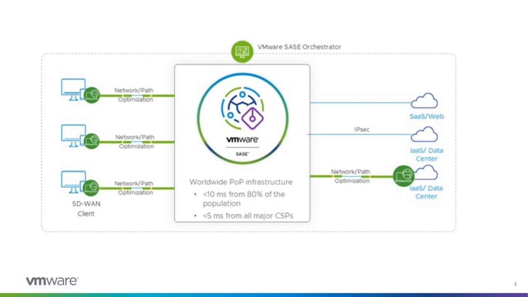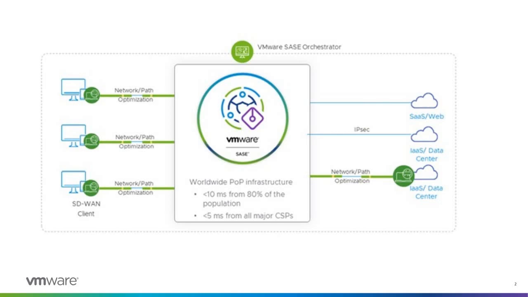Obviously, you can see on the left the network and path optimization that we already talked about. Those relays that I mentioned, they're running in our worldwide POP infrastructure, less than 10 milliseconds of latency from 80% of the population of the world, less than 5 milliseconds from all major CSPs. That means it's not just optimized access for reaching an app in my data center, but optimized access for reaching Azure, for reaching AWS, for reaching any SaaS application that the user needs to reach.